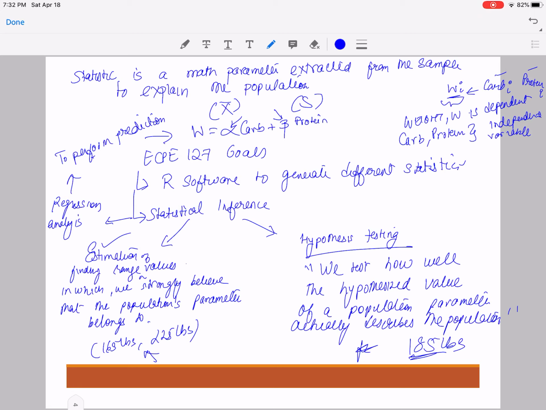All right, so these are our ECPE 127 goals. In this lecturette, we defined some important terms that are used in engineering statistics. In my next lecturette, I'm going to show you how to perform statistical inference using paper and pencil. And then I'm going to later show you how to use the R software to perform these analyses. Because the data that we'll be working with will be quite substantial, it doesn't make sense for us to add like 1,000 numbers together using pencil and paper. That never makes sense either. So we'll be relying on the R software to perform these analyses for us.